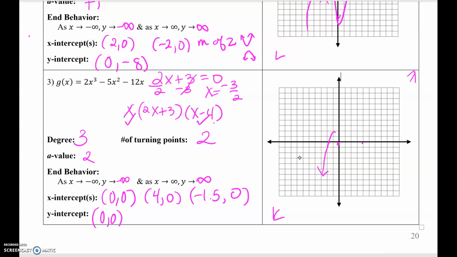And pass through, pass through, pass through. And that's it. So this one was just kind of fun. It does kind of look like the cube function, but with a really exaggerated point of inflection that's been twisted around. So it's got 2 very clear turning points, end behavior. This looks great.